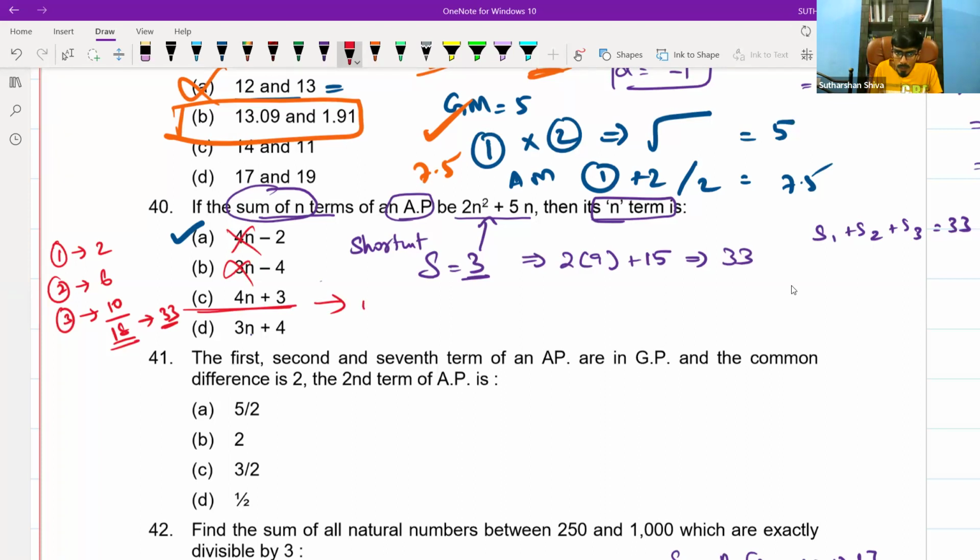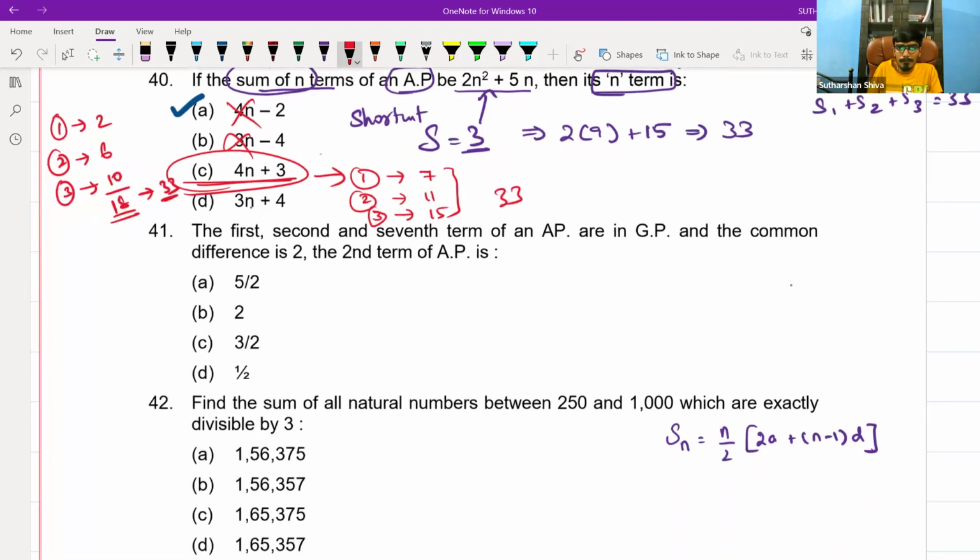Now I will go with 1. If I substitute 1, 4 1s are 4, 4 plus 3 is 7. Fine. If I substitute 2, 4 2s are 8, 8 plus 3 is 11. Then if I substitute 3, 4 3s are 12, 12 plus 3 is 15. So if I add all this, 7 plus 11 plus 15, you will get 33. You can choose C without any formula. Without any formula, you can easily do it.